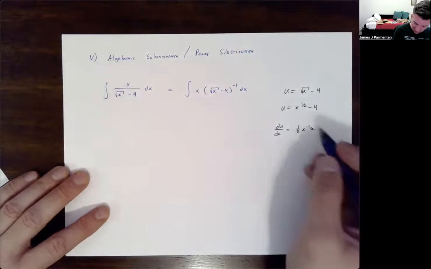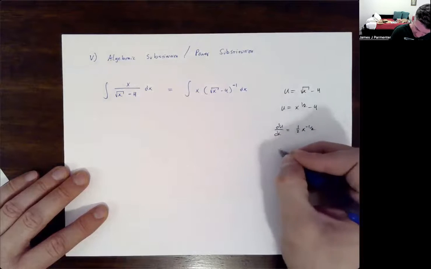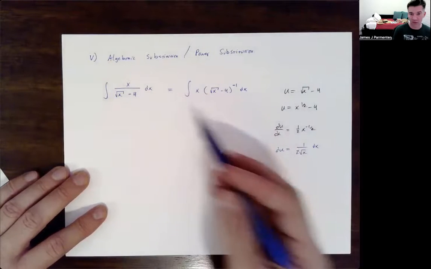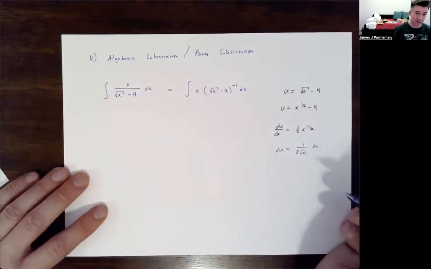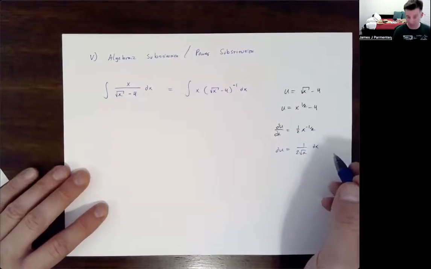So when you get here, if I try solving for du, I can rewrite this as 1 over 2 root x dx. I don't have a 1 over 2 root x dx. And yeah, I could manufacture one if I really had to, but I shouldn't. Here's the better thing to do.